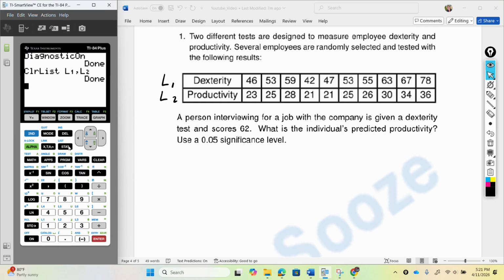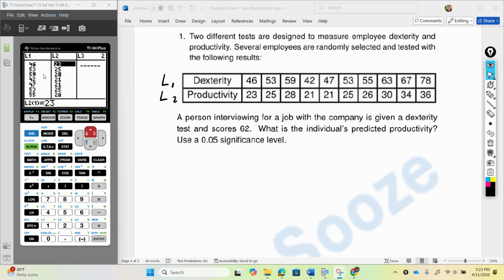Okay, and now I'm going to press stat and enter, and I'm going to come here to list 1, and I'm going to enter my X values. So what I'm going to do now is pause the video, enter this off camera, and then come back. Okay, so I've entered my list and I've double checked them.